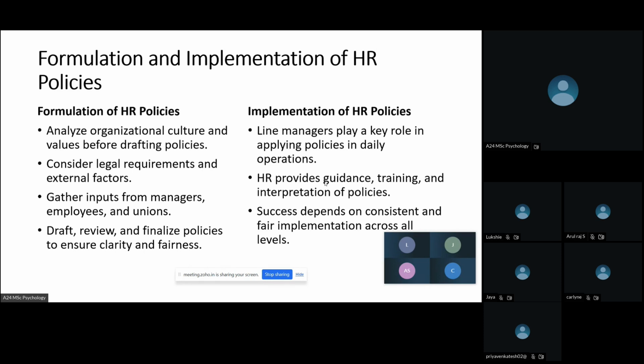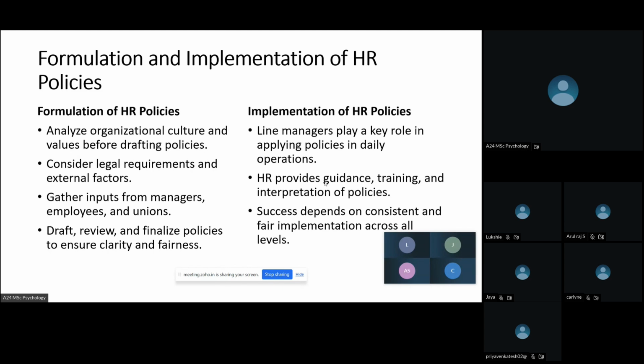And we have to draft it, review it, and finalize it to ensure clarity and fairness, so that the end user, let's say an employee who is not even working very closely with HR, even when they read the policy, it has to be very, very clear for them. So we have to draft it, review it, and finalize it as such. So these are the main things in formulation of HR policies. Now implementing it in real time. So the first point is line managers play a key role.